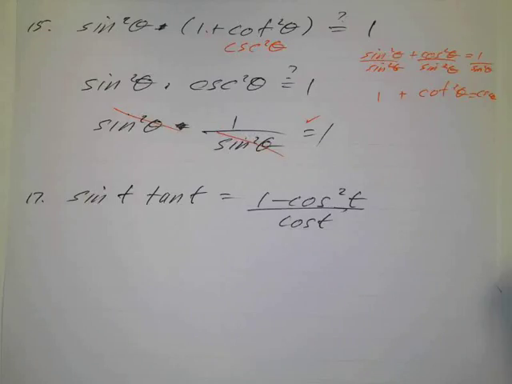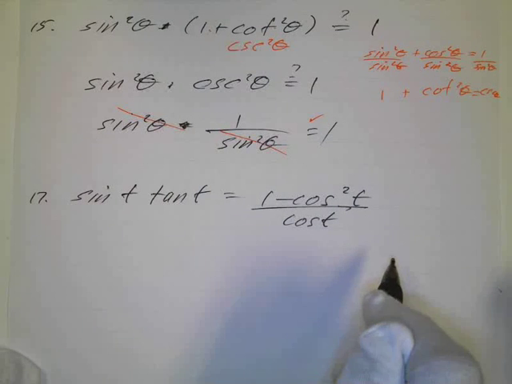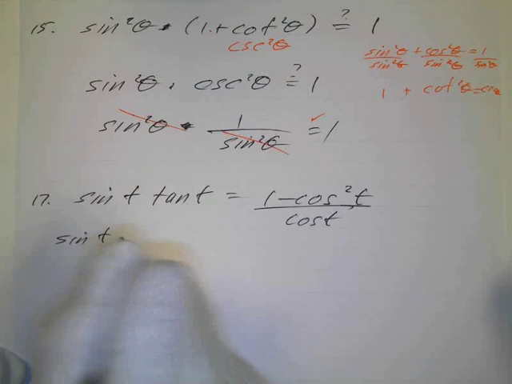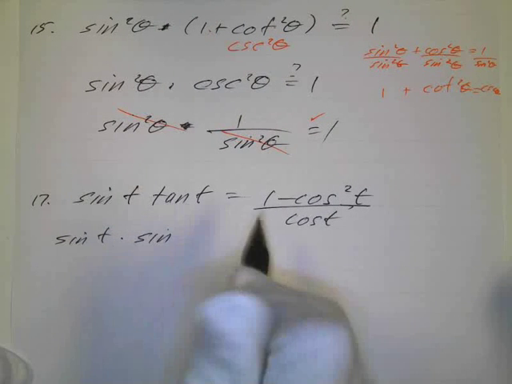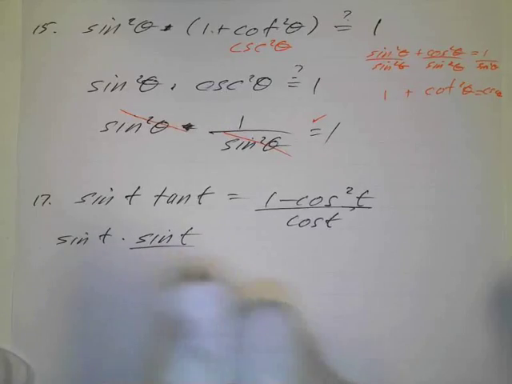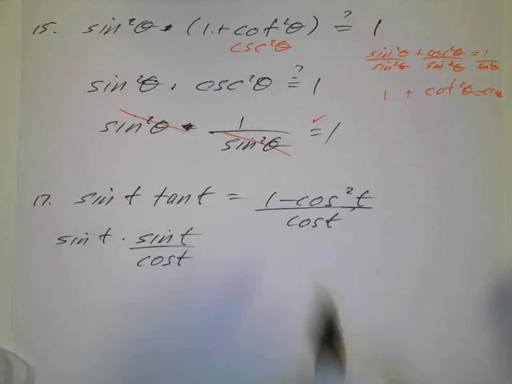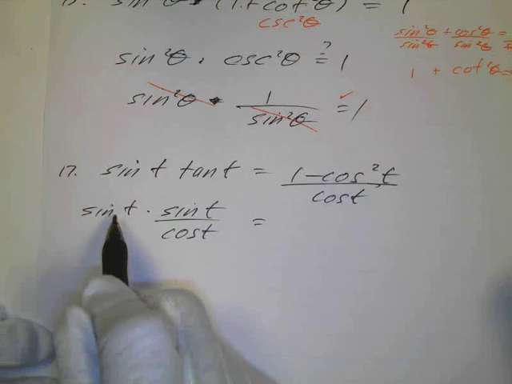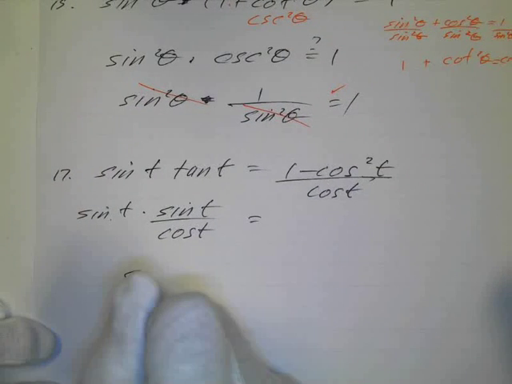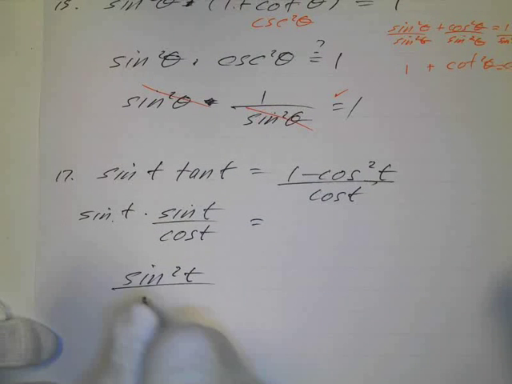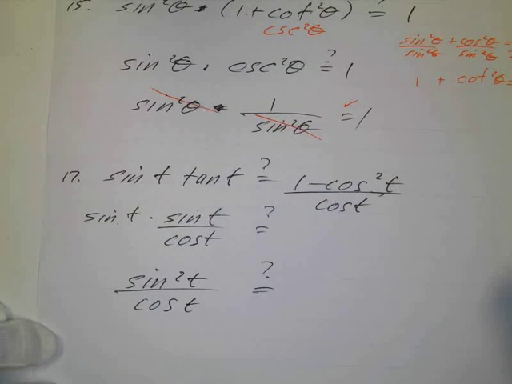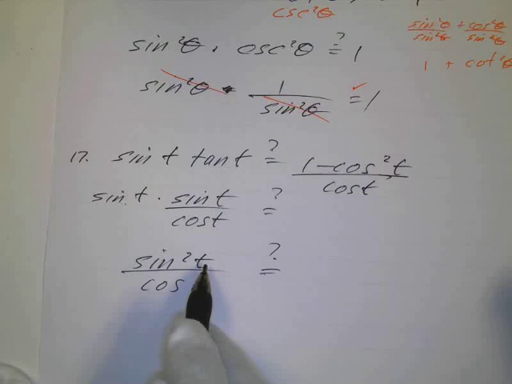Okay, well, sometimes we have to work on both sides to get this to be the same thing. This looks like it might be a candidate for that. Let's take a look at the left side first. I got the sine of t, and the tangent is the same thing as what? Sine of t over the cosine of t. Now this is looking better, because what's the sine times the sine? That's the sine squared of t all over the cosine of t, right? Don't know yet.